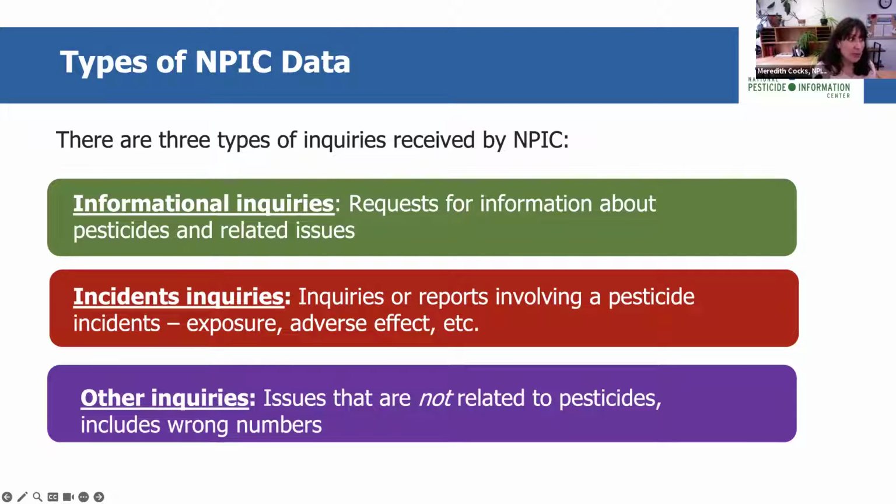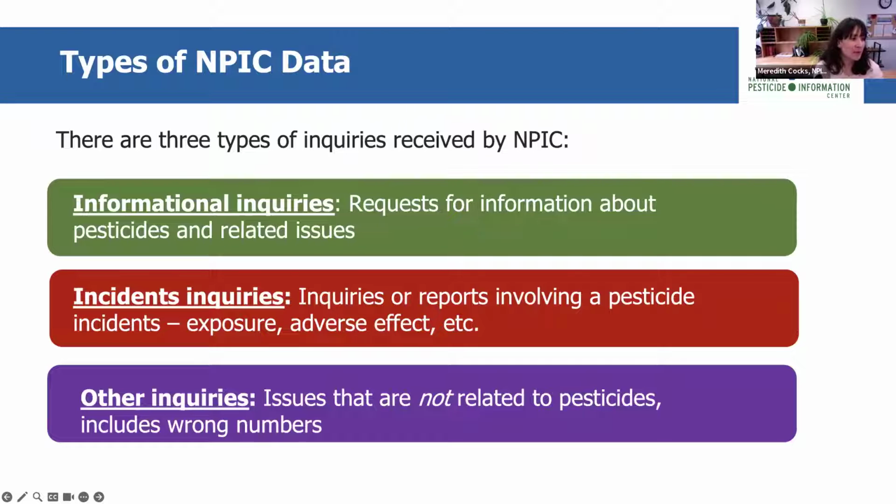The second type of inquiry is what we call an incident. As I mentioned before, we'll have a section about this a little bit later on. But to introduce it right now, an incident for NPIC is essentially any inquiry that involves either an exposure to a pesticide, an adverse effect from an application, or something else that went wrong, like a spill or a misapplication. An incident needs to involve a pesticide. However, sometimes the specific product is unknown. It might be an incident involving an unknown pesticide product. Again, I'll expand upon this a little bit more in a few minutes.